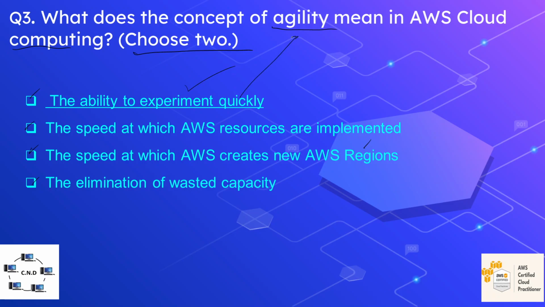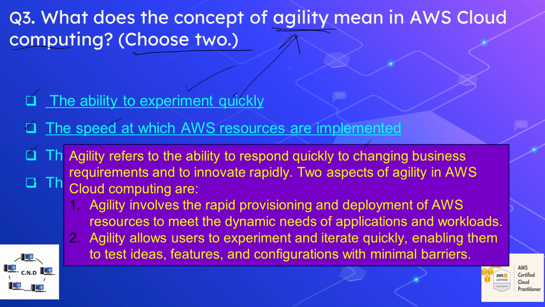and the speed at which AWS resources are implemented. Agility basically deals with doing things quickly: the ability to experiment with different applications quickly, and the speed at which AWS resources are implemented. Since we are talking about speed, that is the concept used in AWS agility. If we explain it further, agility refers to the ability to respond quickly to changing business requirements and to innovate rapidly.